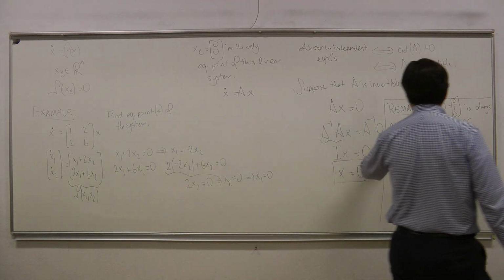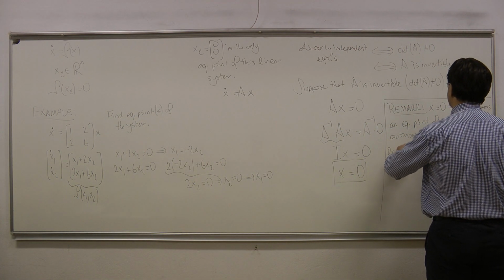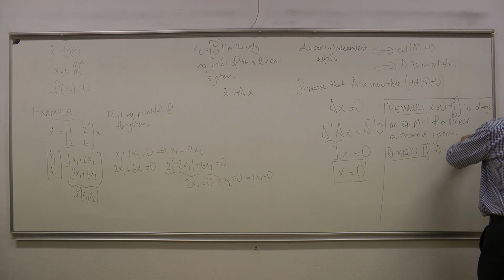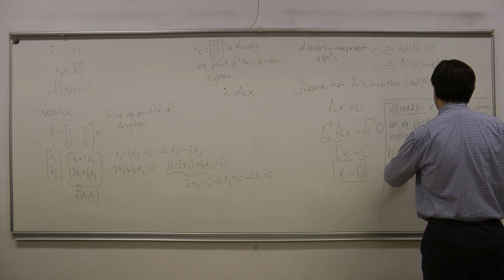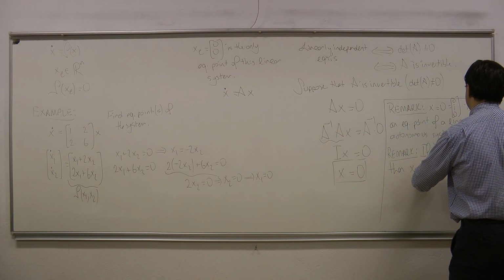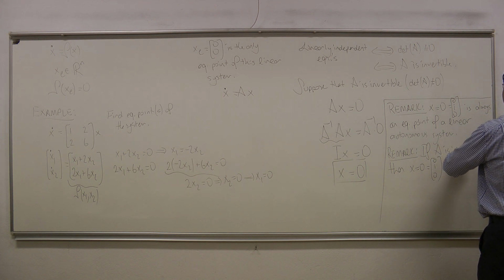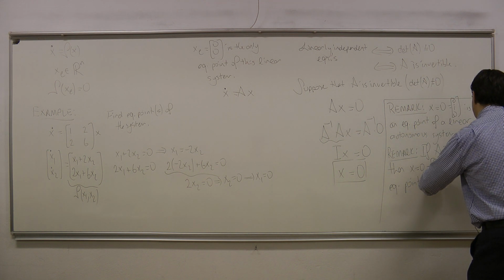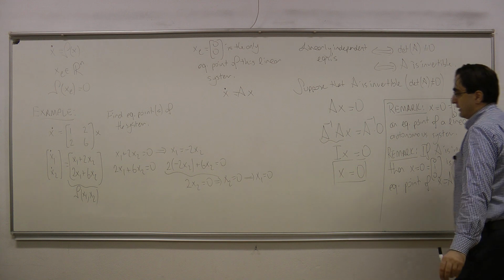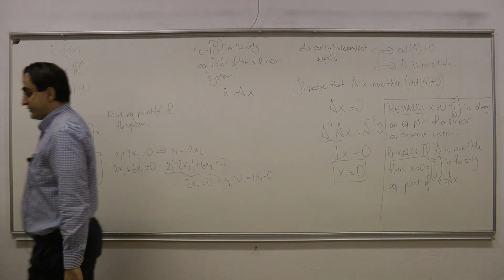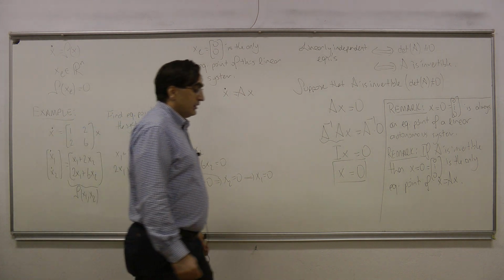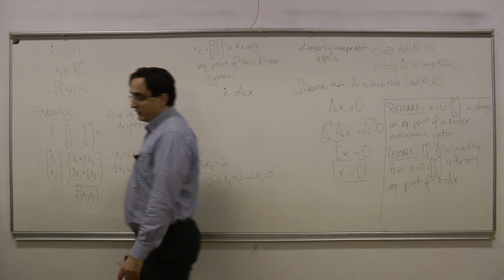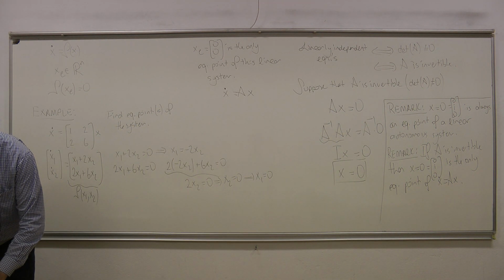So now let us write this as another remark. If A is invertible, then x equals 0, which is the 0 vector, is the only equilibrium point of x dot equals Ax. So a linear system, if A is invertible, is going to have only a single equilibrium point, and that equilibrium point is going to be at the origin.